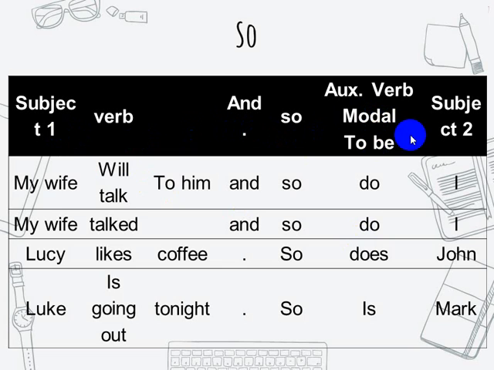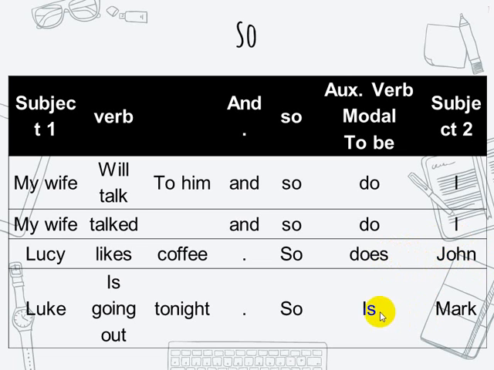Examples: my wife will talk to him and so do I. My wife talked to him and so do I. Lucy likes coffee, so does John. Luke is going out tonight, so is Mark. Let's see on this part, the auxiliary verb, modal, or to be, we see that the auxiliary verb is changing. How does it change? The auxiliary verb follows the second subject, like this one. The second subject is John. So the auxiliary verb, we use that.